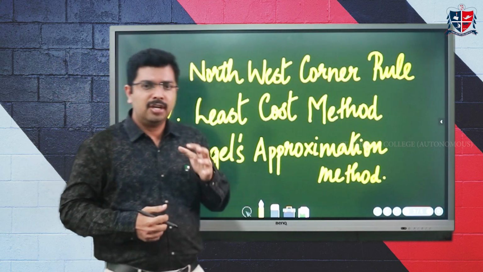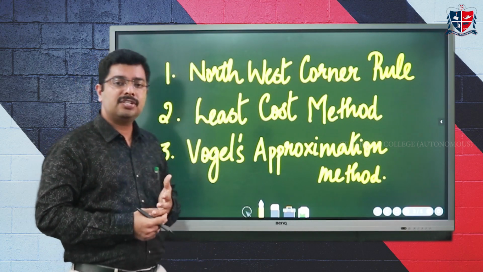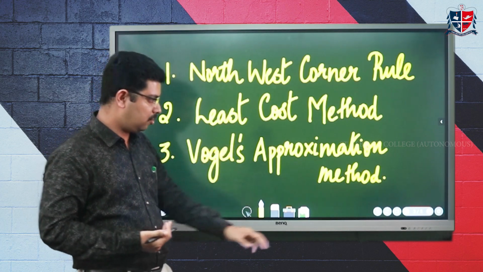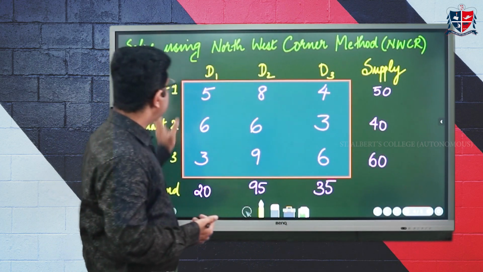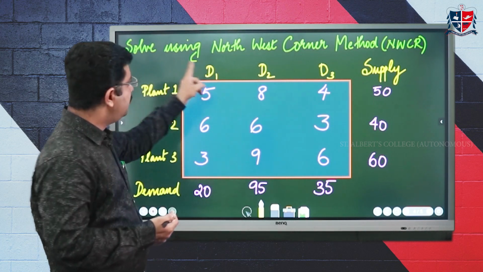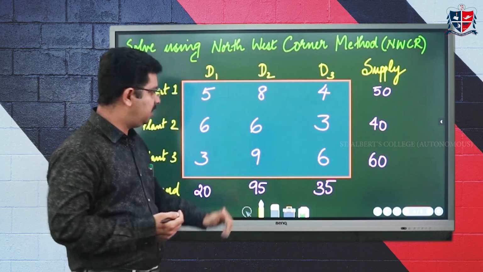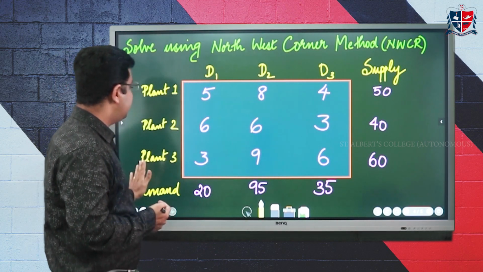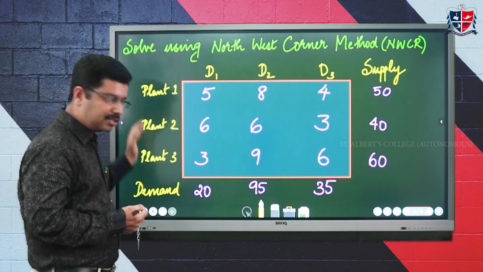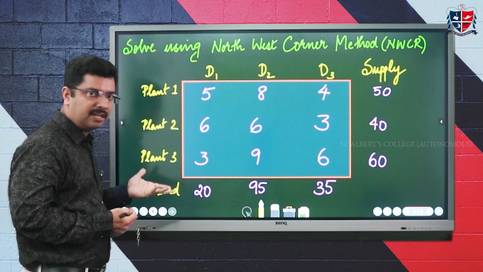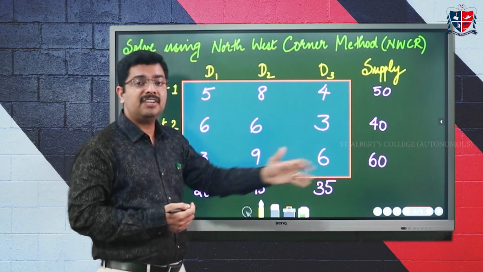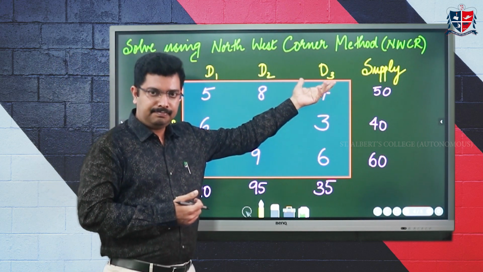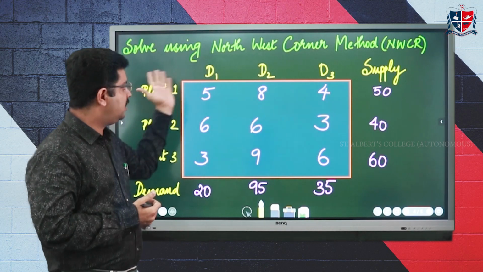In today's video, we are going to discuss in detail the Northwest Corner Rule and how we can find the transportation cost using it. So, this is how a question will look. Solve using Northwest Corner Method, NWCR. You are given the demand and supply of three different plants. Plant 1, plant 2, plant 3 could be the manufacturing units, and D1, D2, D3 are the three destinations. Those could be Calcutta, Delhi, and maybe Kerala or Mumbai, whatever. So these are three different cities.